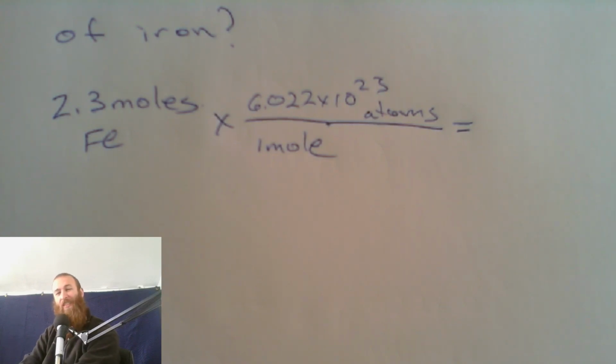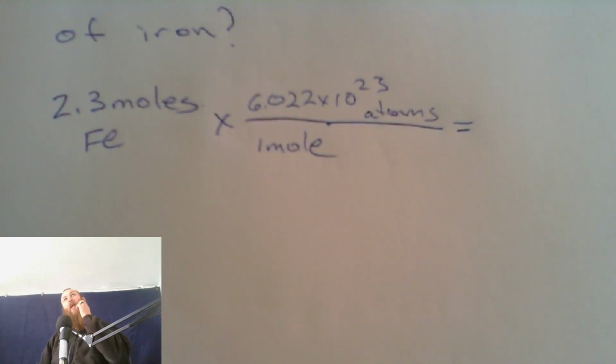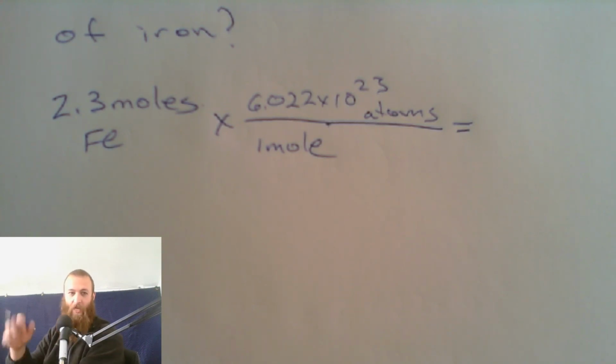It's going to be... doing math, it's been a while. Let's see. Yeah, around 13 point something times 10 to the 23rd. So it might round up to 14 times 10 to the 23rd. Or you might get 1.4 times 10 to the 24th? Something like that. Give me an answer if you guys get that.